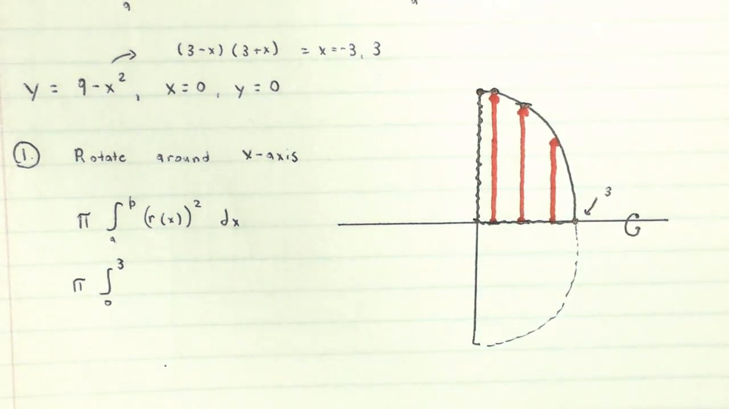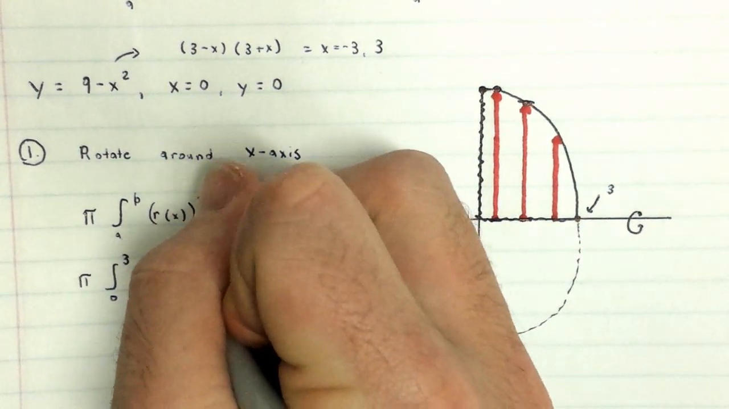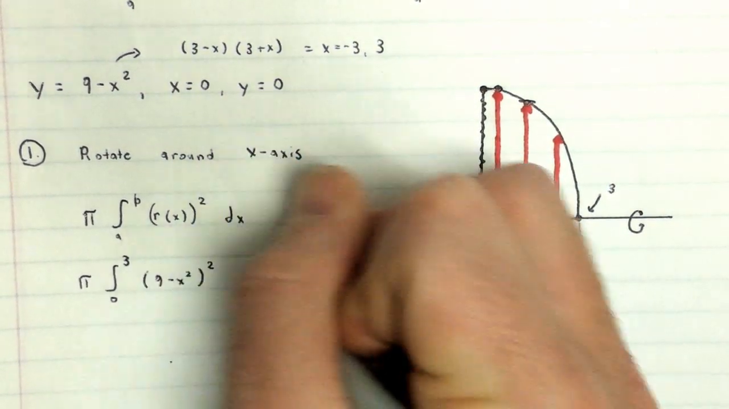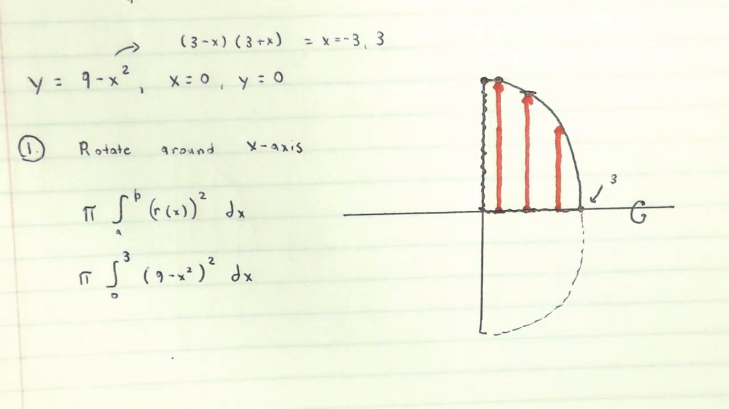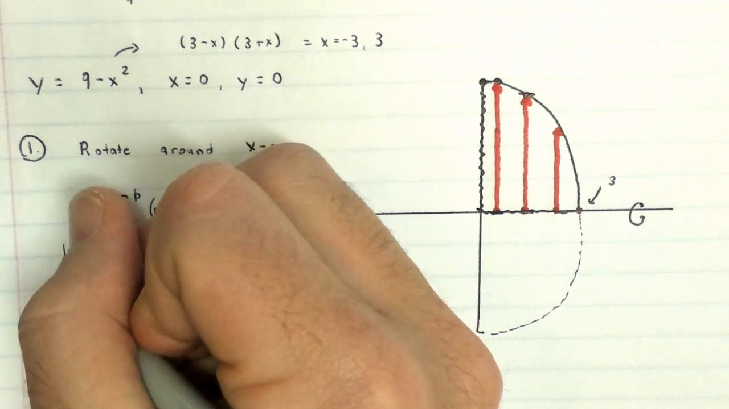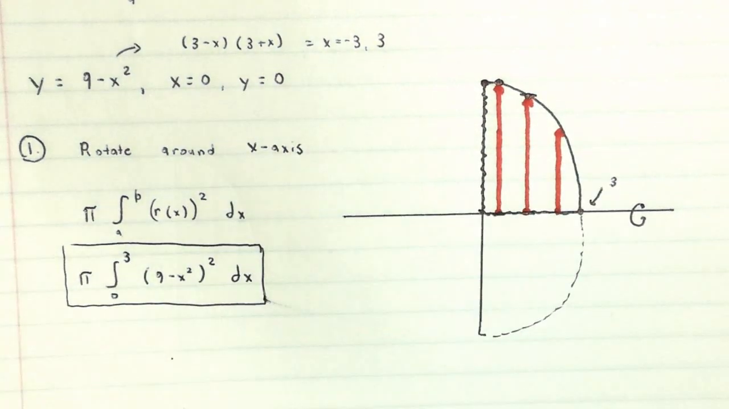So the radius, if I wanted an equation for radius, do I have an equation for y? Yeah, so my radius in this case is 9 minus x squared. So we have to square it. This gives me the volume of my shape. We can type that in the calculator and go from there.